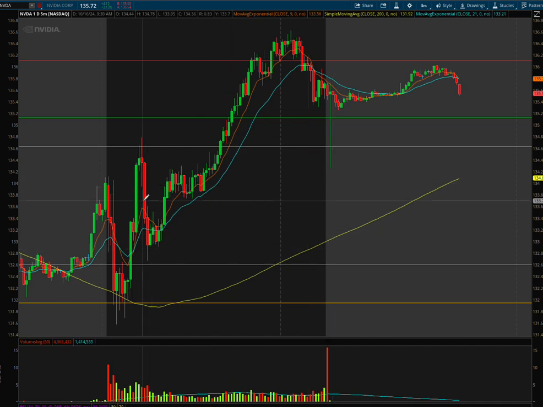That is my breakdown on Nvidia today. Hopefully that helps you guys. It's super simple, just a support and resistance trade. It doesn't have to be overcomplicated. I don't use MACD, RSI, any of that. I occasionally use VWAP.